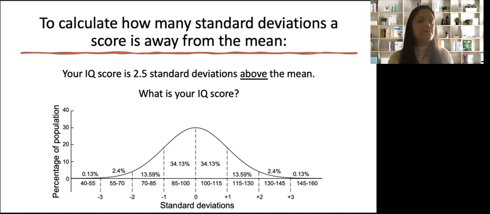The mean is 100. We know this, right? That's the average score. So what we do is we add 37.5 to 100. That's 2.5 standard deviations added to the mean score of 100. And so your score is 137.5.